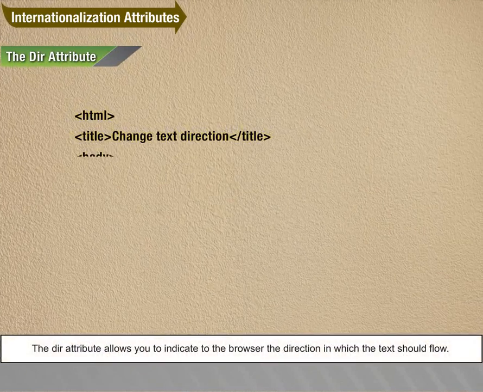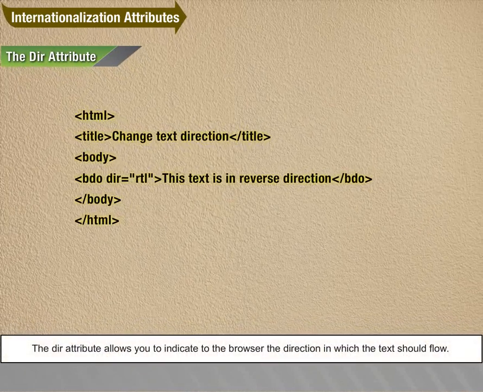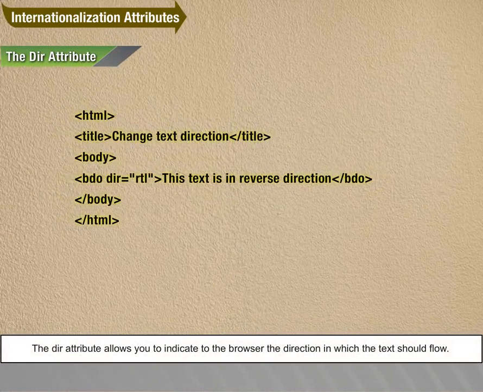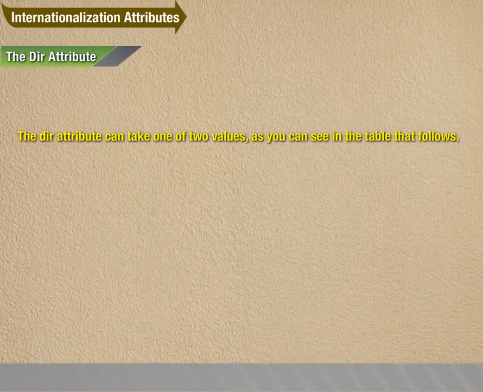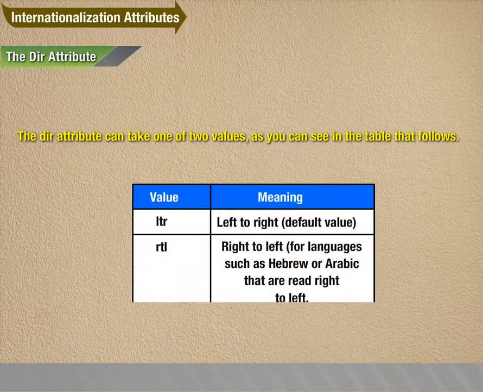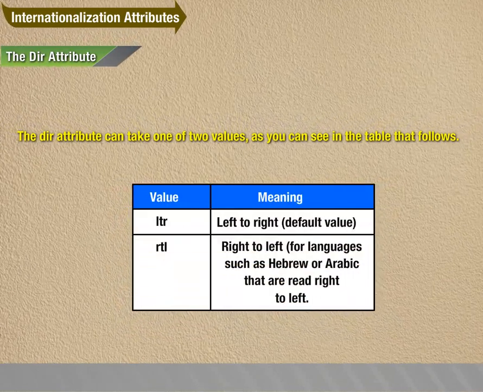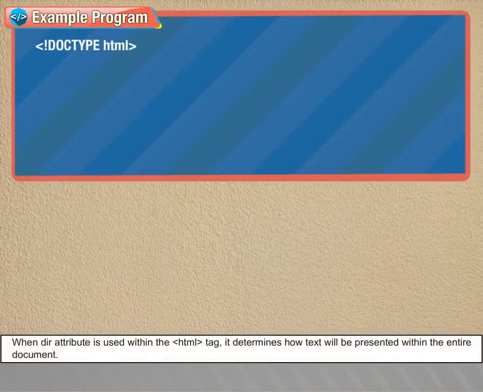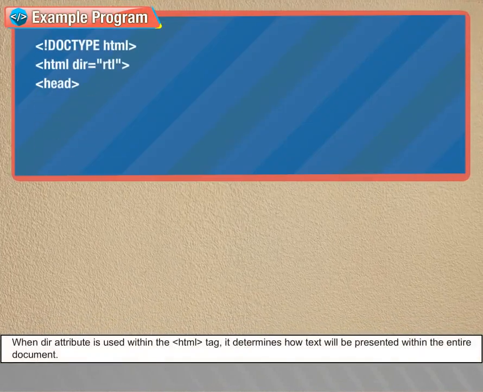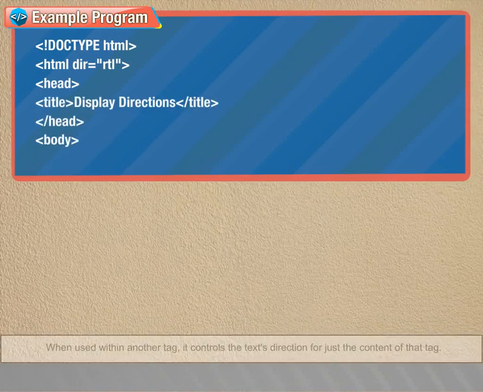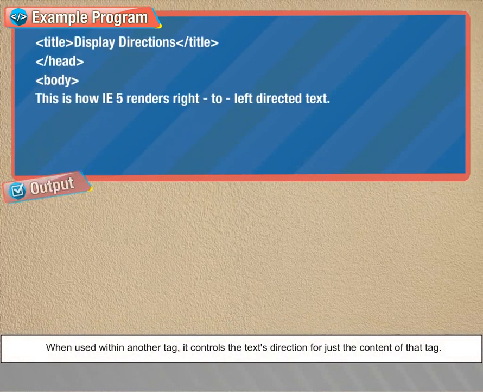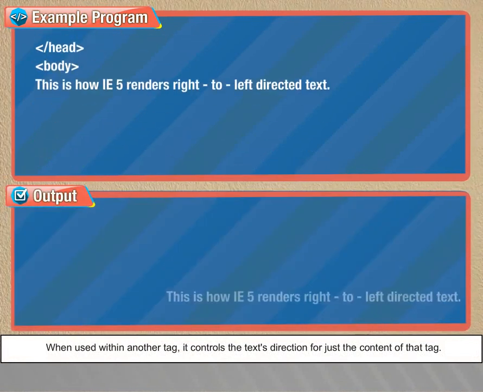The dir attribute. The dir attribute allows you to indicate to the browser the direction in which the text should flow. The dir attribute can take one of 2 values, as you can see in the table that follows. When the dir attribute is used within the HTML tag, it determines how text will be presented within the entire document. When used within another tag, it controls the text direction for just the content of that tag.